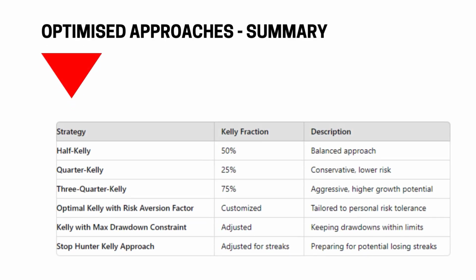So let's summarise those different approaches you can see there in the table. Well, the half Kelly gives you a more balanced approach. Quarter Kelly, a conservative, lower risk approach. 3/4, more aggressive. The optimal Kelly with the risk aversion factor, tailored to your own risk tolerances. The one with the drawdown, number 5 there, is going to keep you within comfortable limits, and the TheStopHunter approach there, adjusted for losing streaks, so preparing you for those.